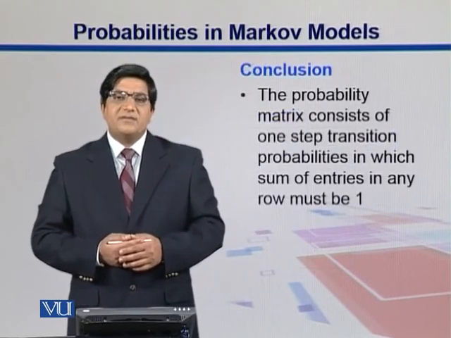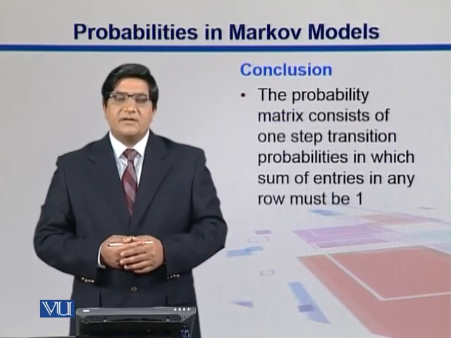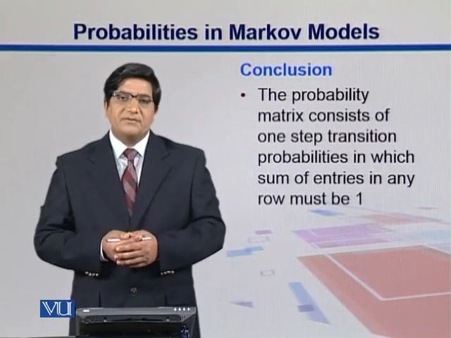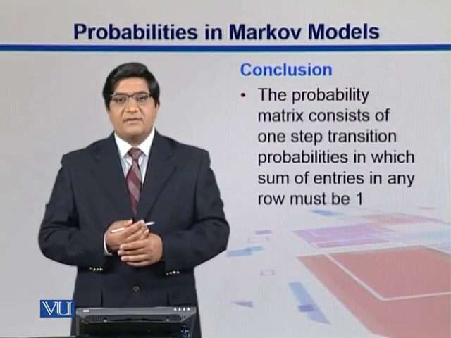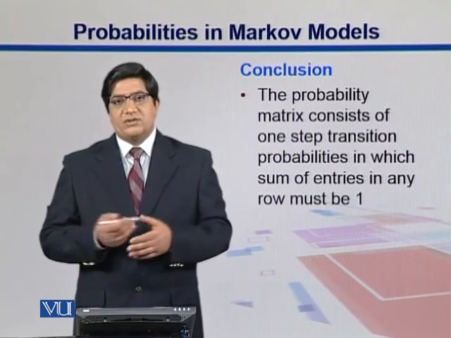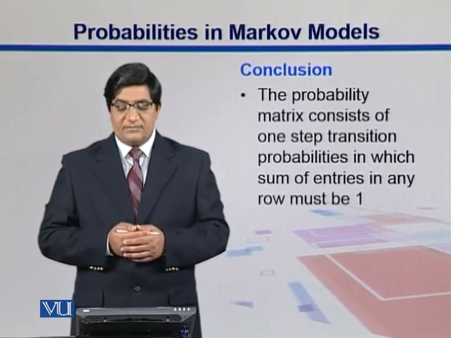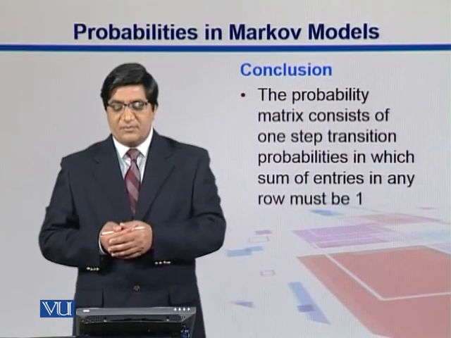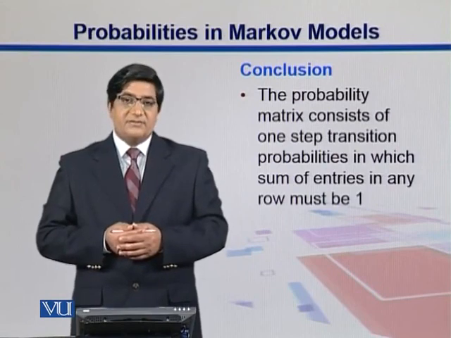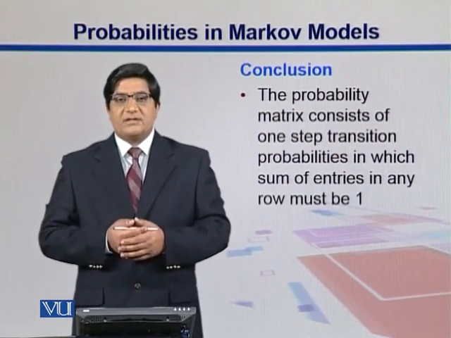In this section we have seen the different probabilities, like transition probabilities, which are associated with the Markov chain process. The matrix that is made up of those transition probabilities is called the transition probability matrix. That consists of one-step transition probabilities, in which the sum of entries in a row corresponds to 1.